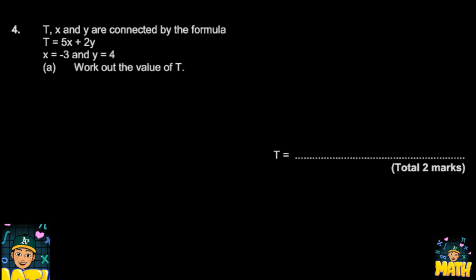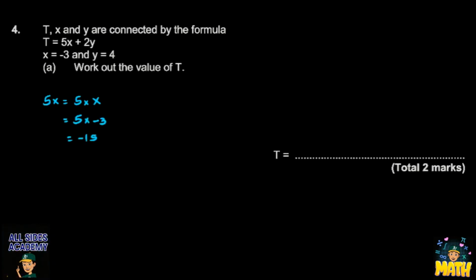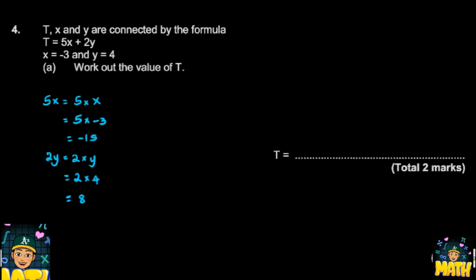Here we are given an equation, t equals 5x plus 2y, and the value of x is negative 3, the value of y is 4, and we are to work out the value of t. So I'm going to start by substituting 5 times x, that is 5 times negative 3, and that gives me negative 15. Then 2y is 2 times y. The y is given by 4, so 2 times 4, which gives me 8.